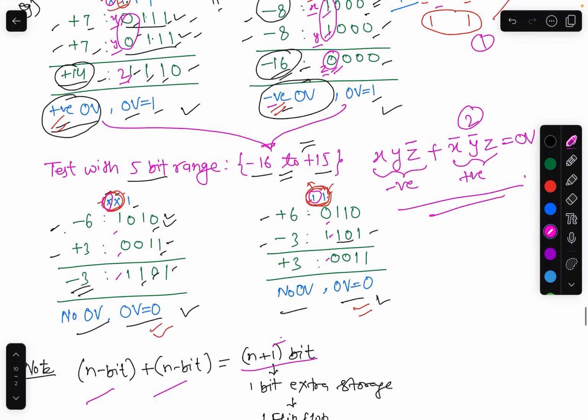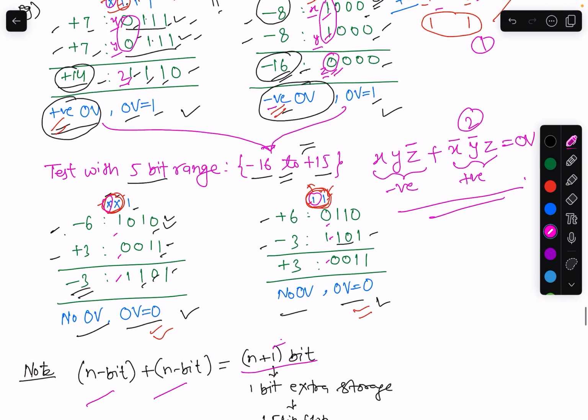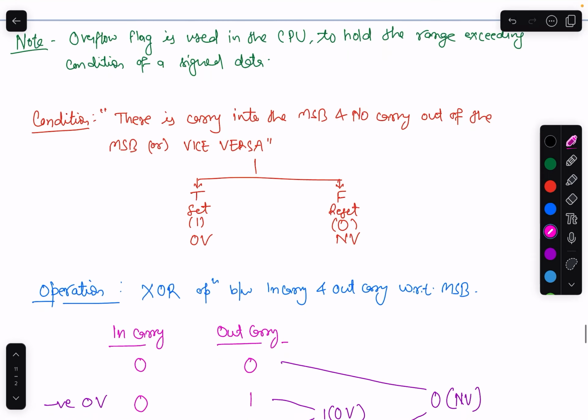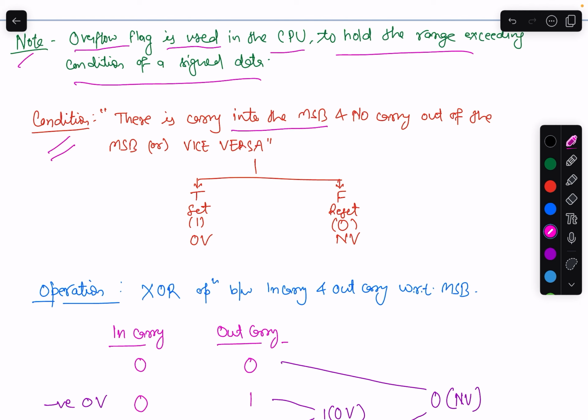So we understood these two conditions for the overflow. Let's see these things. We have just written this in a text format. So we have this note that the overflow flag is used in the CPU to hold the range exceeding condition of a signed data. That we know. Like in the unsigned data, the carry flag is used, but in signed, the overflow flag is used. So what is the condition? If there is carry into the MSB or no carry out of the MSB, so this is in carry and this is out carry. There is in or there is out, or vice versa. That is, if there is no in and there is out. So if in or no out, or no in out, if that is the case, then there is overflow. Otherwise, there is no overflow.